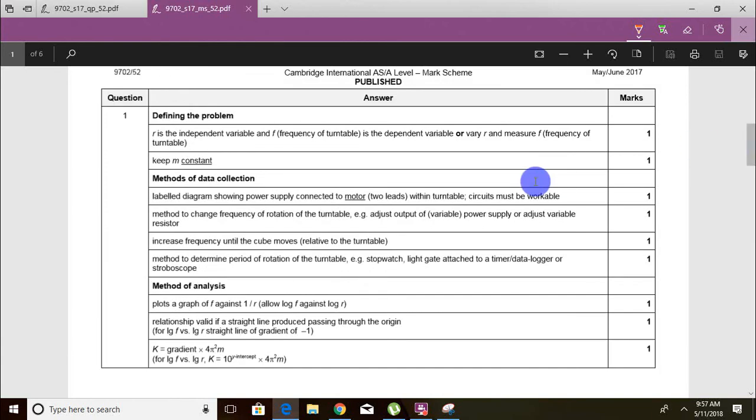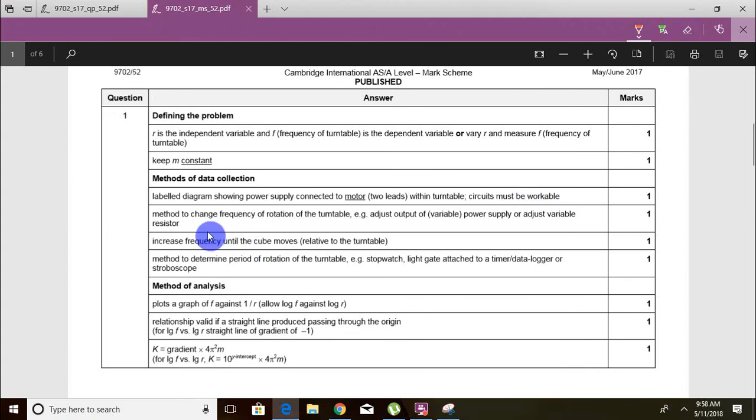Method of collection, showing power supply connected to motor, two leads within turntable, and the circuits must be workable. There should be a power supply connected to a motor within the turntable. So this has to be a part of the turntable, obviously. What we're showing is actually outside of it, and then the circuitry that is outside of it. The circuit ought to be workable.